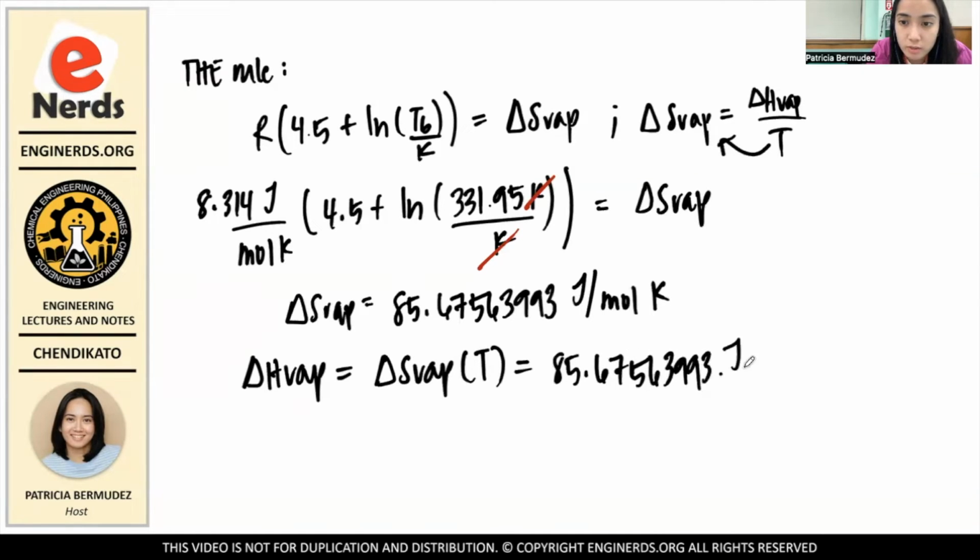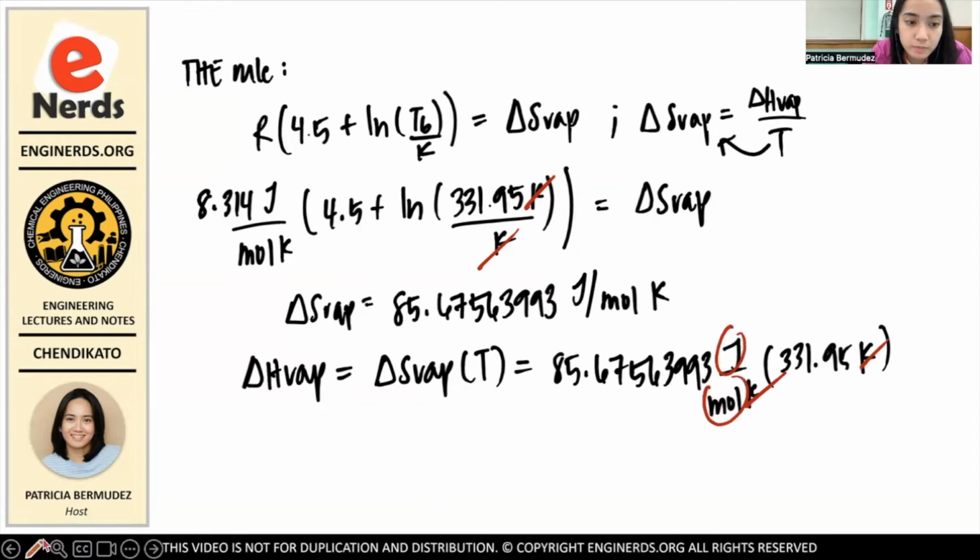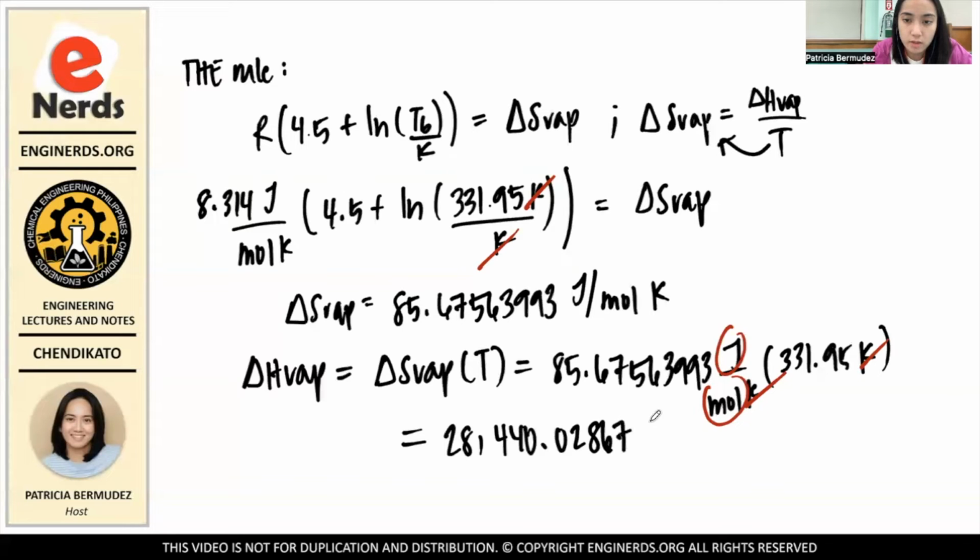85.6756393 joules per mole Kelvin multiplied by the temperature, which is 331.95 Kelvin. See, our Kelvin cancels here, and the remaining unit is joules per mole. So, calculating, we have 28,440.02867 joules per mole. And that is our delta H VAP.